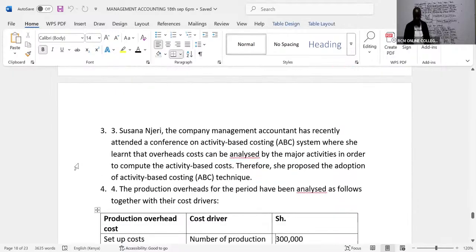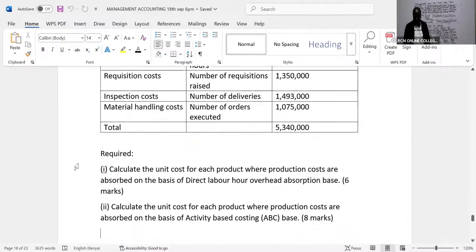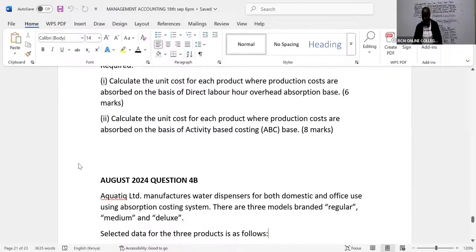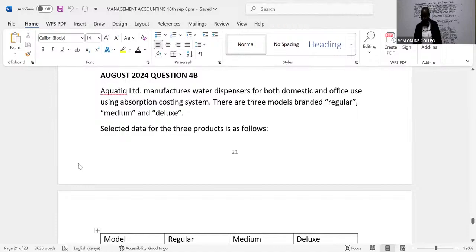The homework for you, my good students, is this August 2024, question number 4B. Please write it down slowly so that tomorrow you will not come with excuses. No excuses. So tomorrow it's either you bring this solution or you bring a parent or a guardian. August 2024, question number 4. That is homework that must be done by everybody.